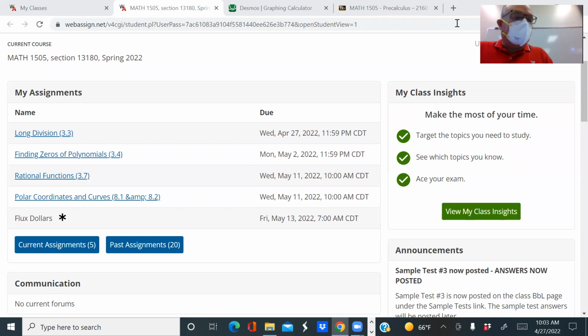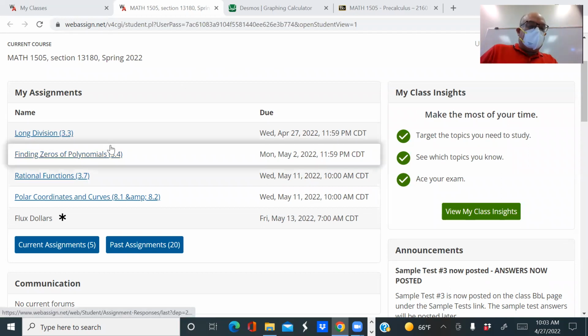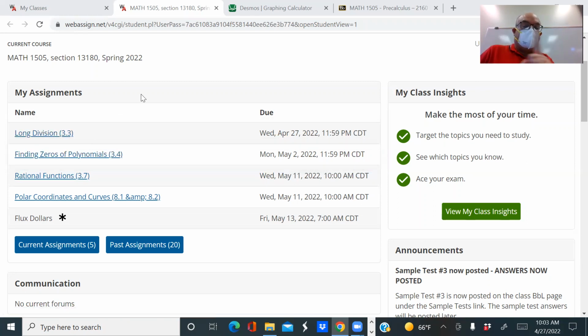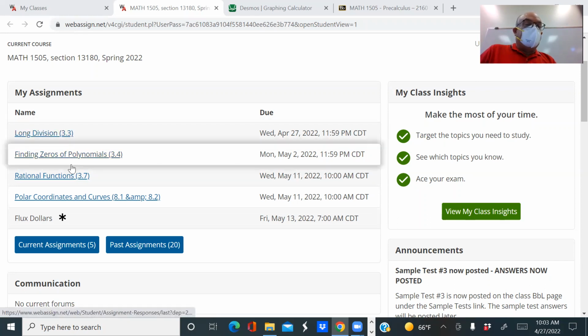Okay. So now for the test on next Wednesday, I did post the answers to the sample test. So the sample test answers are posted. We'll look at those in just a second. But that will cover through this homework, which is due Monday. This is finding zeros of polynomials, which we've really now talked about completely, but I do have a couple more examples to look at.